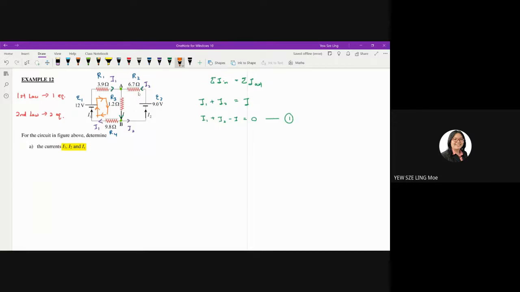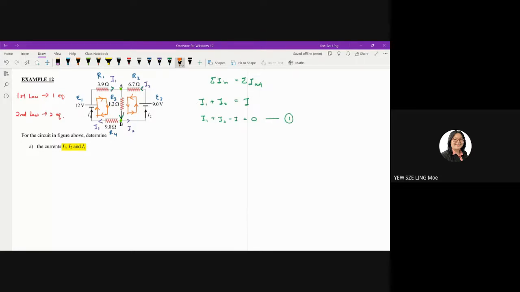And then for the loop on the right-hand side, I'm going to choose anti-clockwise because it's easier. If you choose clockwise, is it wrong? No, nothing's wrong with that. Don't worry about that.